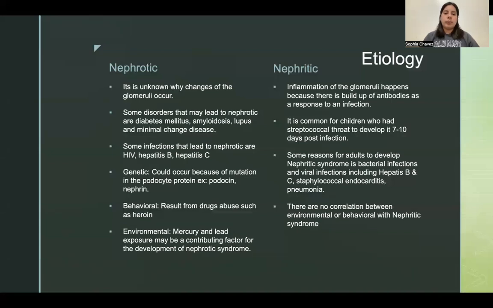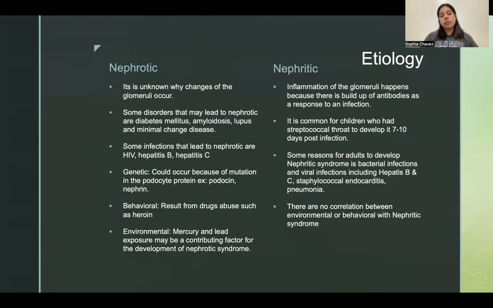The etiology of both of them. So for nephrotic, it is unknown why these changes occur to the glomeruli. Some disorders that may lead to nephrotic are diabetes, amyloidosis, lupus, minimal change disease. Some infections that lead to nephrotic syndrome are HIV, hepatitis C, and hepatitis B. Genetics, so the reason why it could be linked to genetics is because of a mutation to the podocyte protein, for example, the podocin or the nephrin.